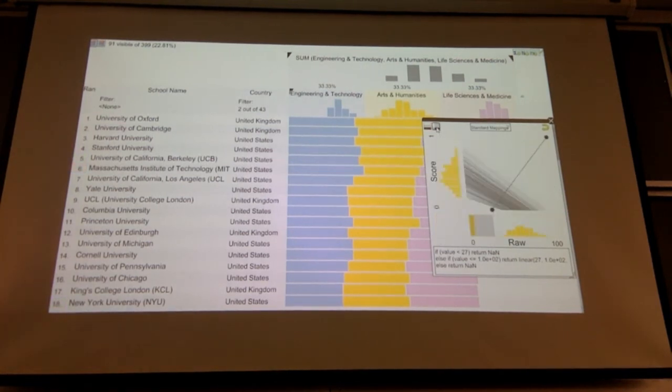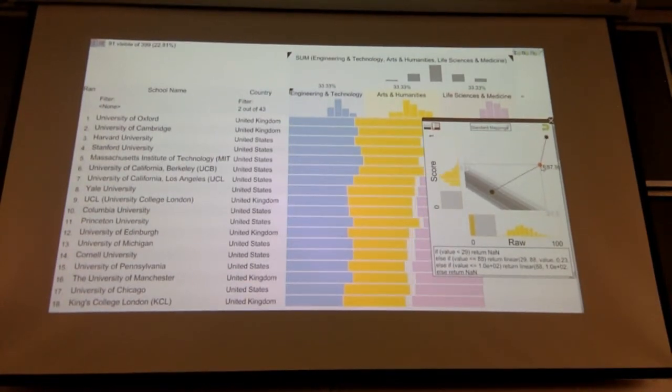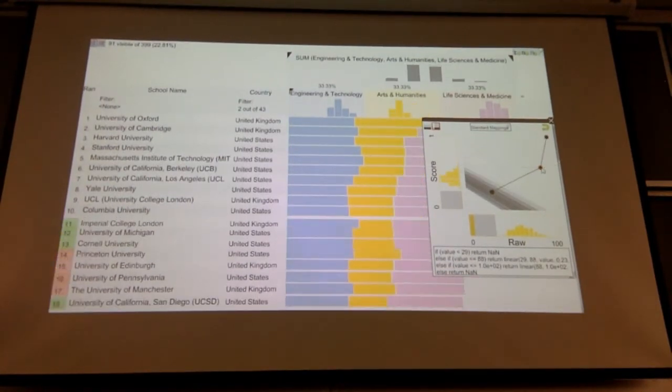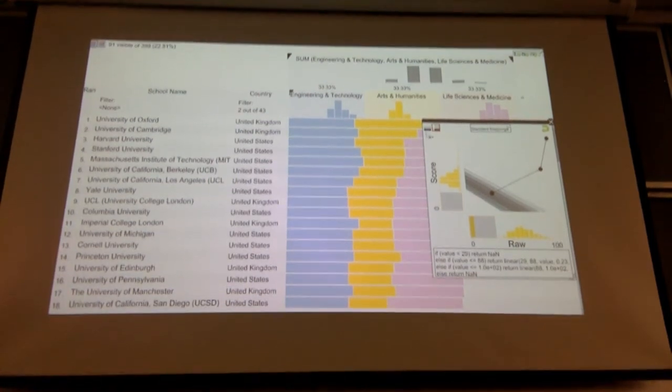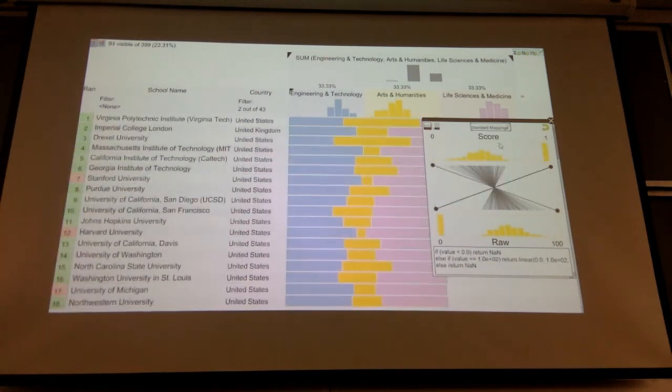You also see that there's a piece of code down there, and you can manipulate the code and create an arbitrarily complex function. And here you have this different representation where the axes are orthogonal, and I can create these nonlinear functions. We also provide a couple of standard mappings. For example, we can invert here. If you invert arts and humanities, so bad arts and humanities is good, then Virginia Polytech ends up at the top.